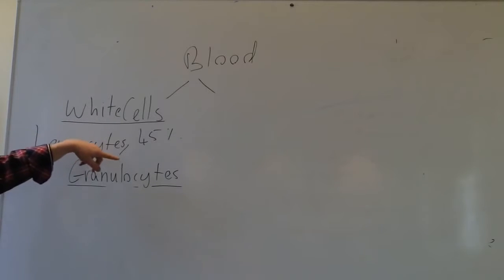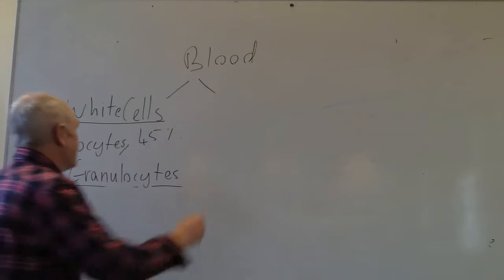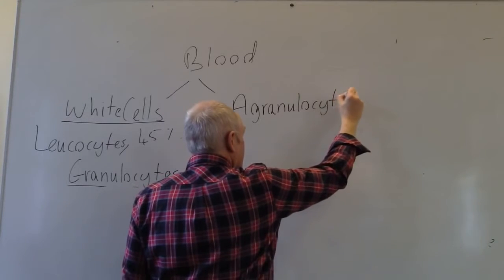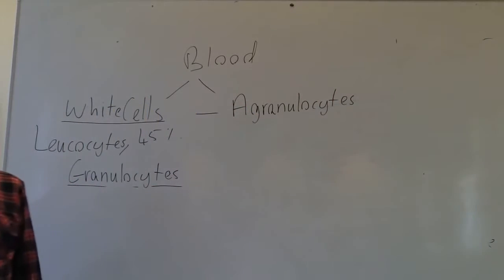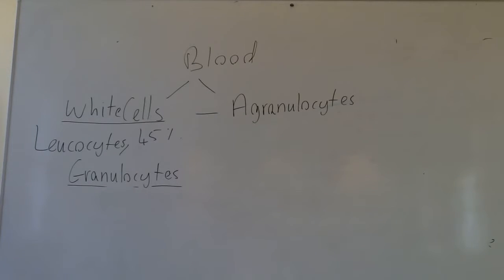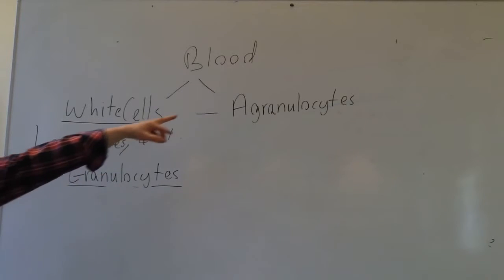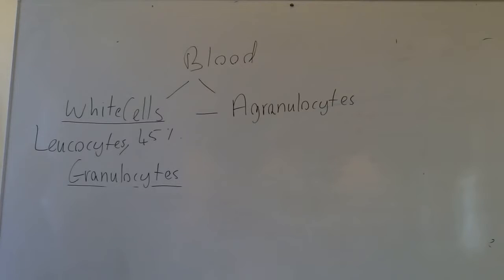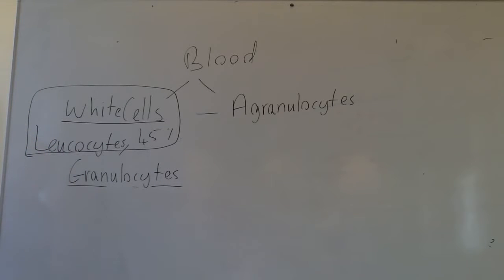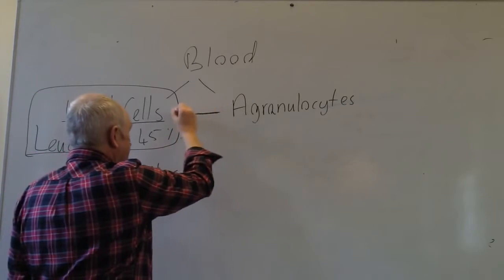So we know that the white cells or the leukocytes can be granulocytes. Alternatively, they can be agranulocytes. A means absent or without. So when people looked at these cells in the light microscope, they thought, oh, these ones have granules, but these ones don't. They're still white cells though. Absolutely. Yeah. These are a type of leukocyte. The white cells are the leukocytes. So white cells or leukocytes may be granulocytes, or they may be agranulocytes.